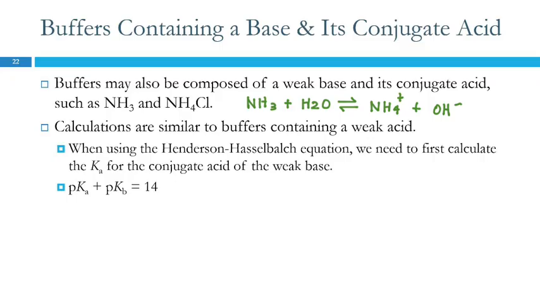So if we're going to do a calculation with a buffer that's a weak base, the calculations are similar, but we're going to need the Ka, and they're going to give us the Kb, or the pKb. So this is a useful relationship. The pKa plus the pKb equals 14, just like pH plus pOH equals 14.